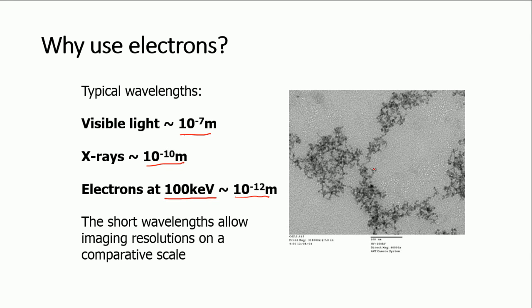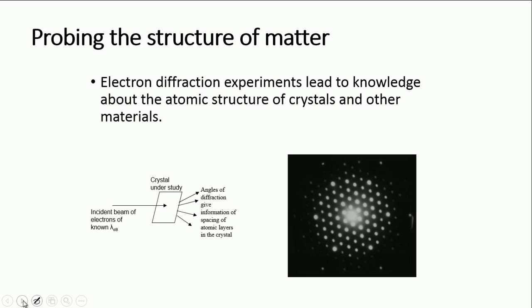So, I mean, this is a sample of biological material over here. This line is 100 nanometers long, and you can see within that 100 nanometers there's a lot of detail. So the resolution is extremely good. Much better than you can get with visible light or even with X-rays.